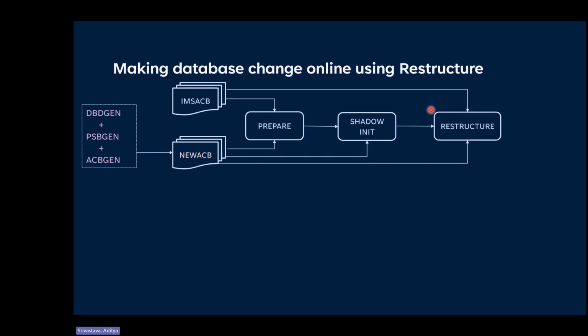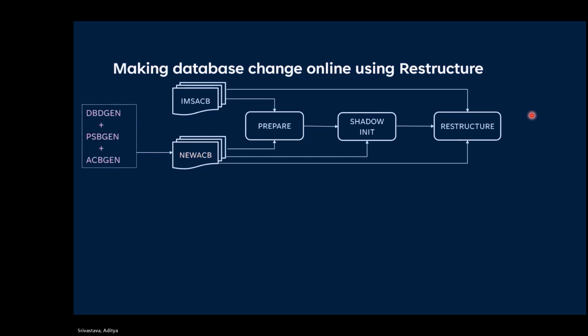Restructure wants to know what your existing definition is. IMS helps it. It also wants to know where you have kept your new definitions, where the new values of UW are. The new ACB has that. Then it also accesses the plan which the prepare step has created, and works its magic, using the data sets created by the shadow init process as the primary data set. Basically, it makes those changes online.